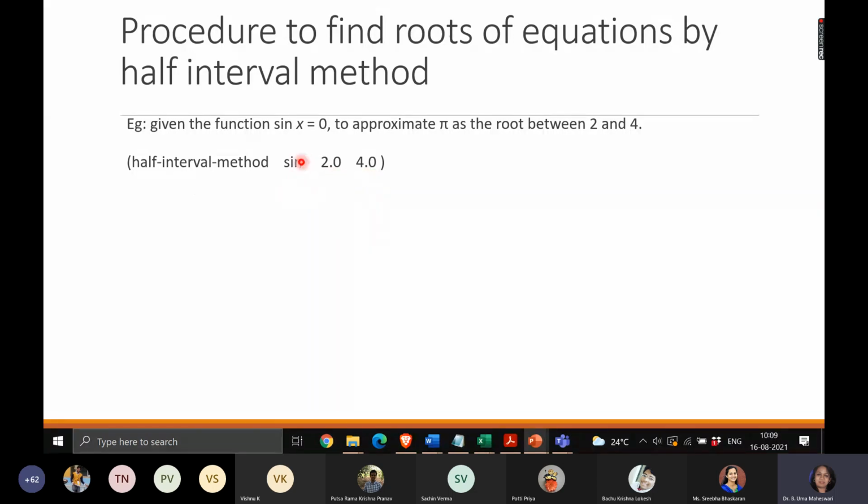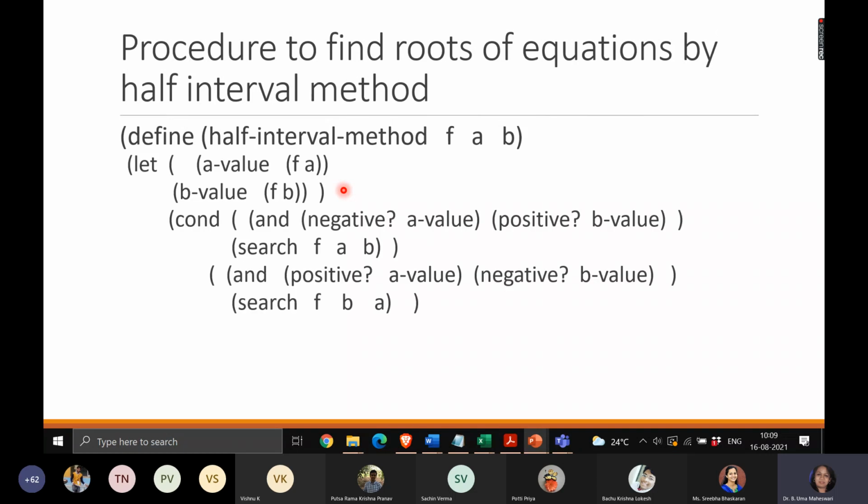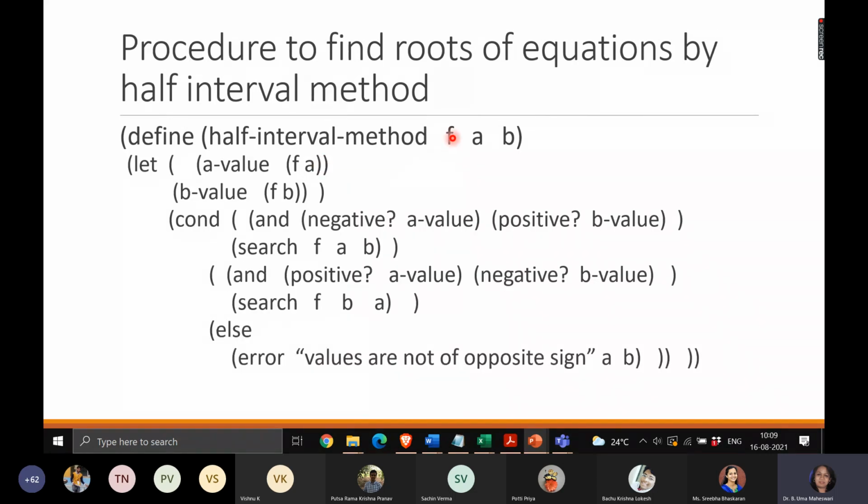What is the function? You may think that I have to give a polynomial. Yes, you can give. And you can also have a sine function, cos function, that is also possible. We can find a root for that as well. So in the half interval method, I'm just passing sine and then 2.0, 4.0. So what happens here, f is taking sine, and 2.0 and another one, and you're testing it, and then you're calling the search. Depends on the positive value, negative value, etc. And f is here sine.